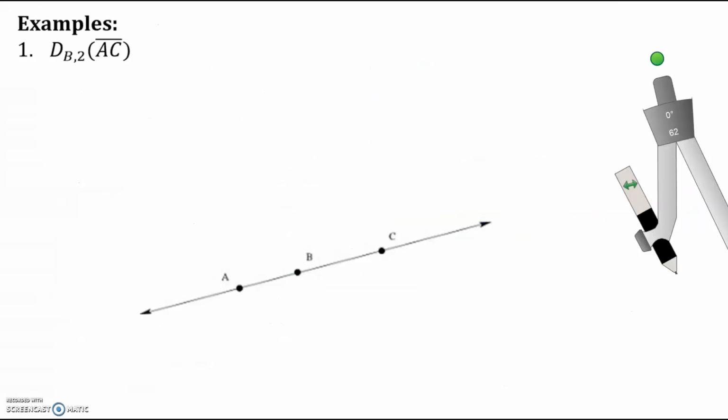So let's do some practice with our constructions. If you read your notation, it says that we are going to do a dilation, capital D. The center of dilation is going to be B. So that means B is going to remain fixed. You don't move your center. And then 2 here is your scale factor. So that tells me that everything is going to be twice the distance from point B.